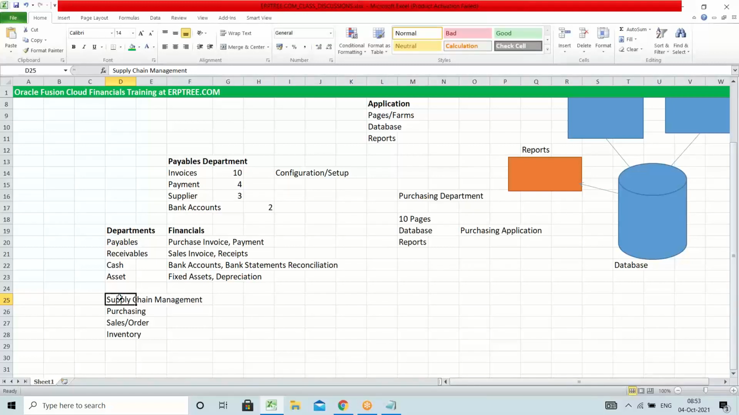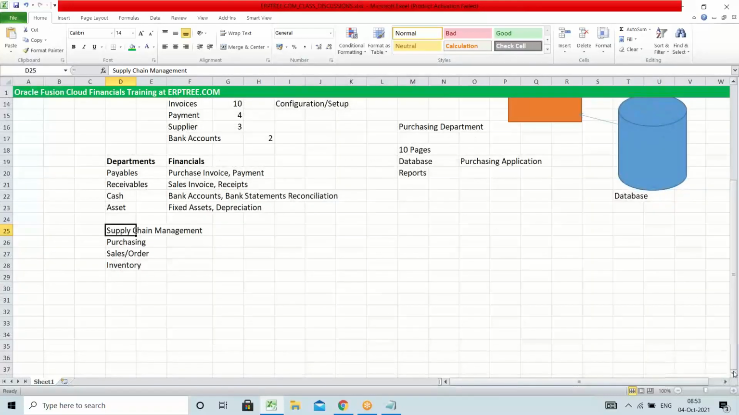Okay, to manage the demand and supply. When there is a demand, the purchasing department will purchase. When there is stock availability, the sales department will be involved in the supply activity. They'll supply to our customers. So this we call supply chain management.